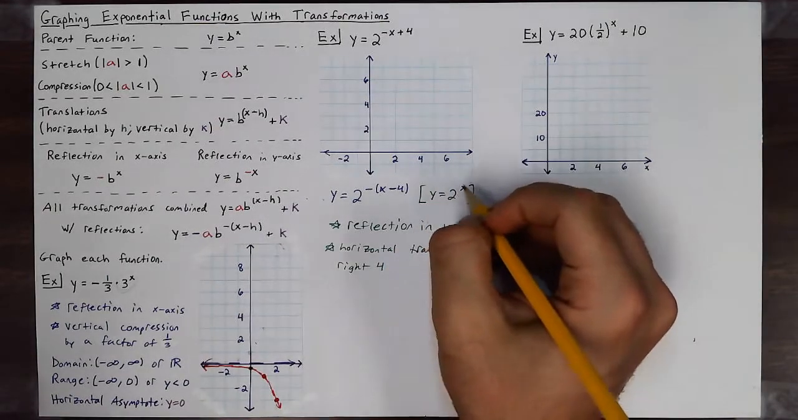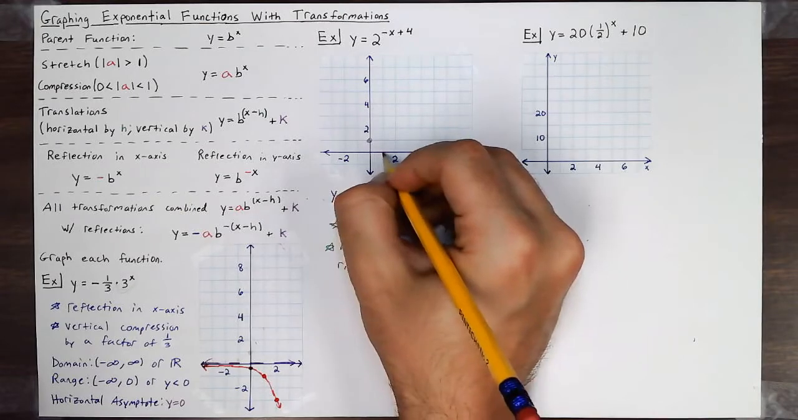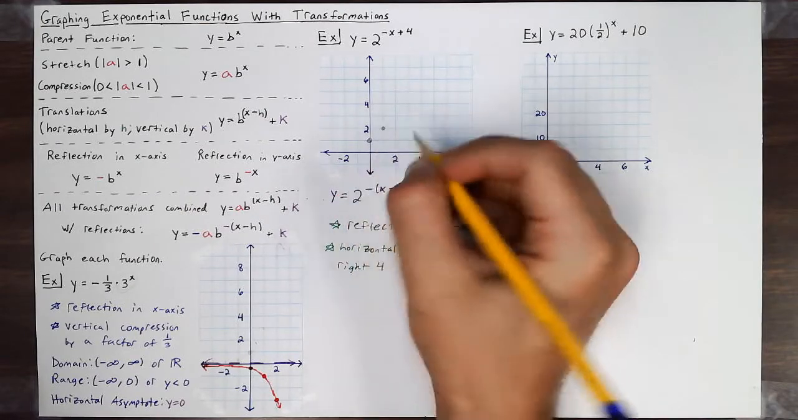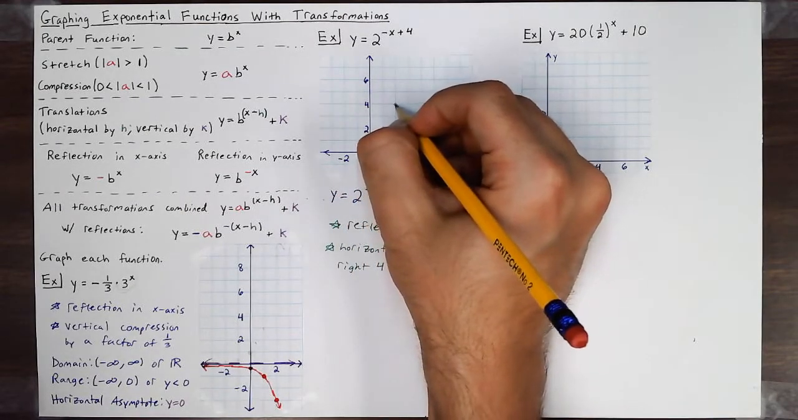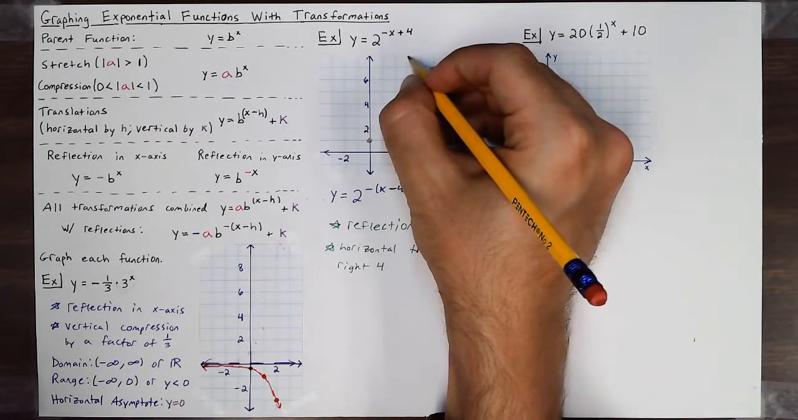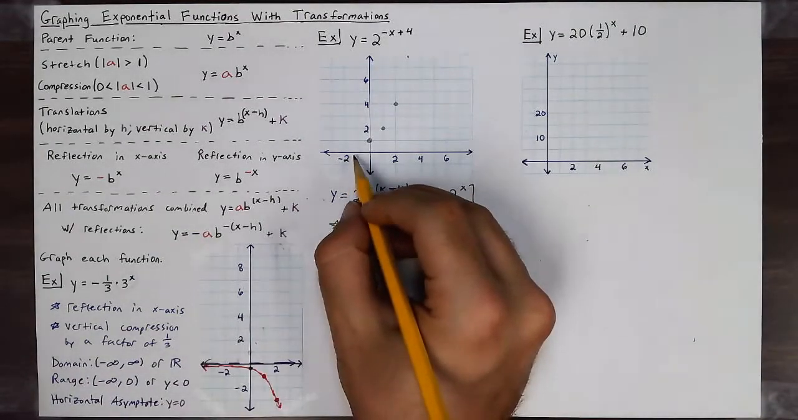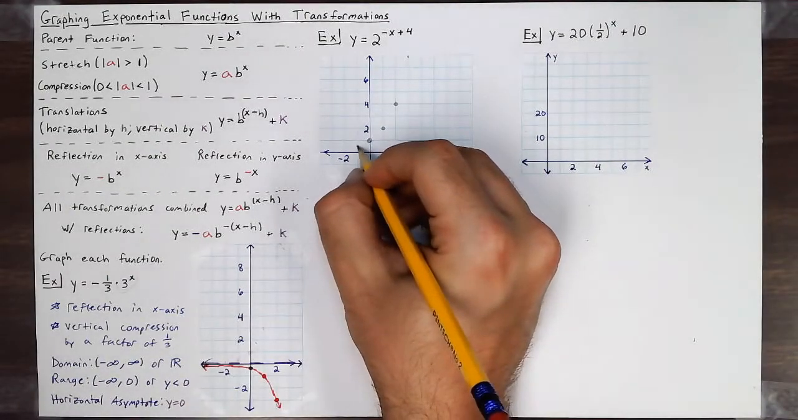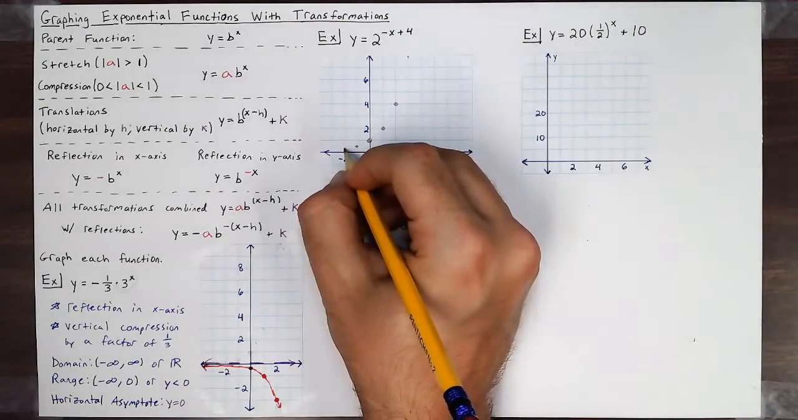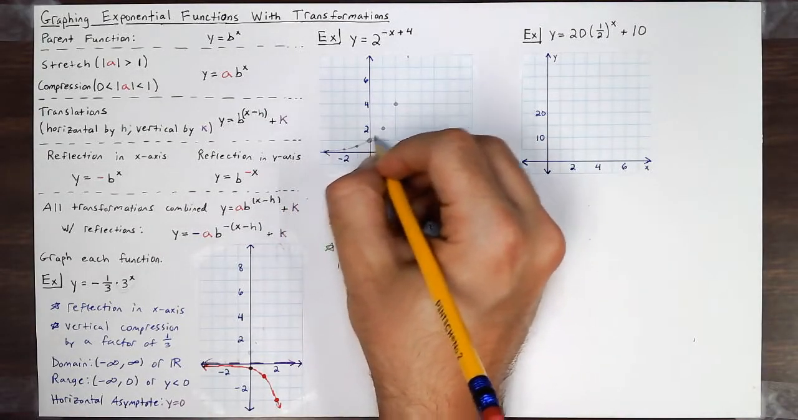If you plug in 0 for x, that's 1, because 2 to the 0 is 1. 2 to the first is 2. 2 to the second is 4. And 2 to the third is 8. That goes all the way to the top. And then if I plug in negative 1, that's 1/2, since 2 to the negative 1 is 1/2. 2 to the negative 2 is 1/4, and so on. And we'll see it flatten out here.